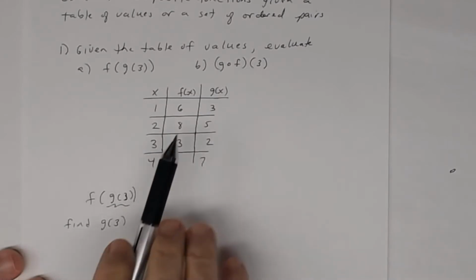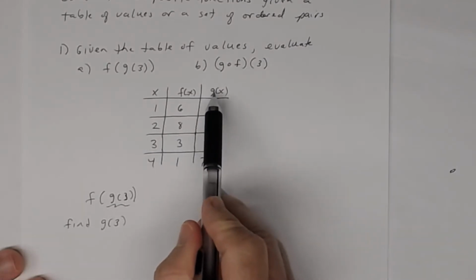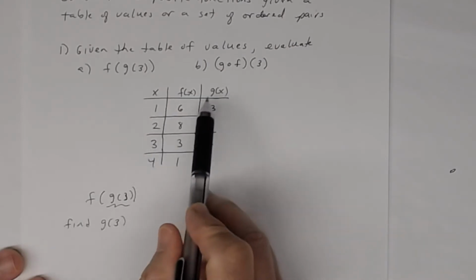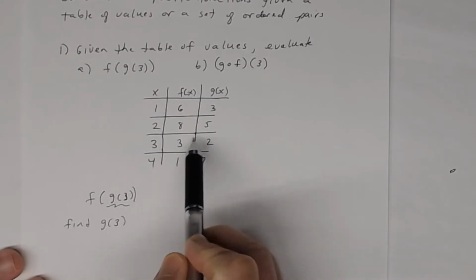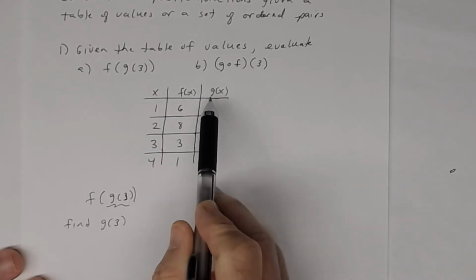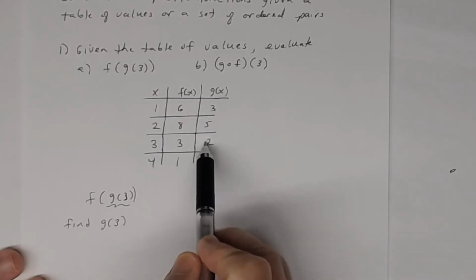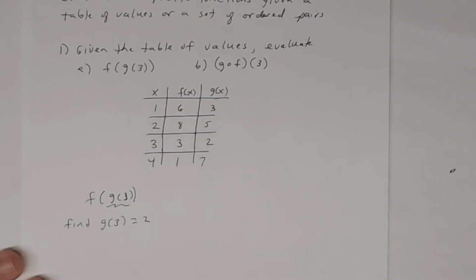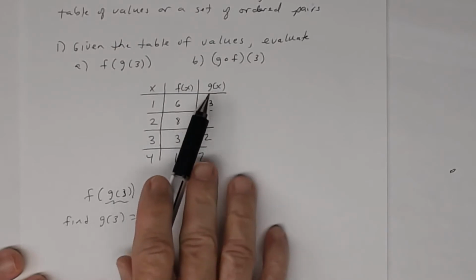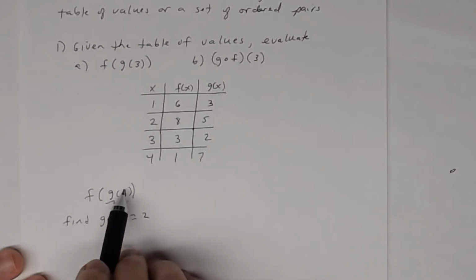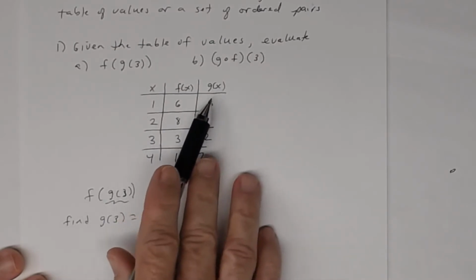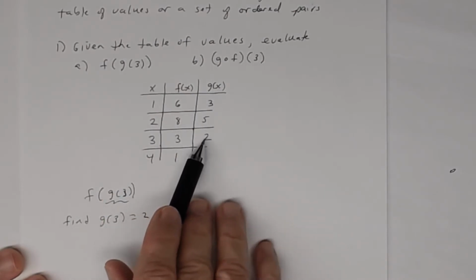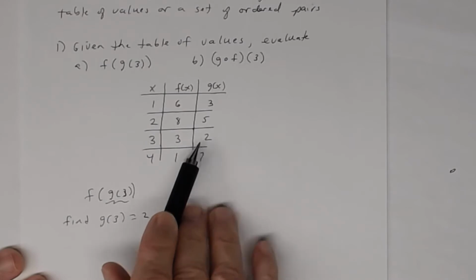Going to the table, I want to find g of 3, right? So I got to find where x is 3. So x is 3 here. So g of 3 is 2. That becomes 2 here. So the first thing I found is g of 3. When x is 3, the value of g is 2. So that's what this says.